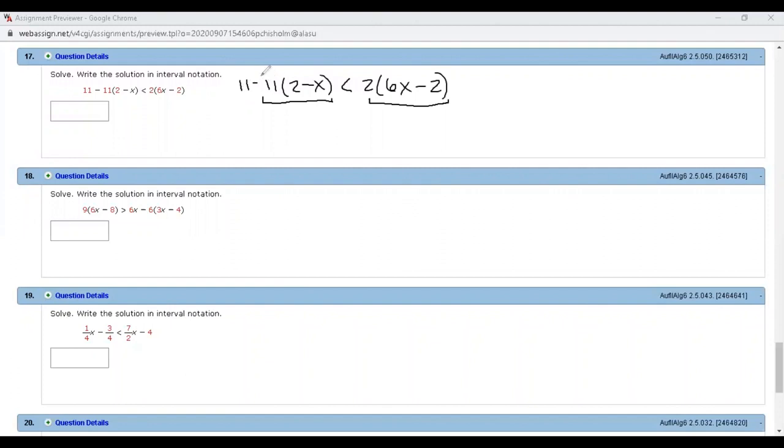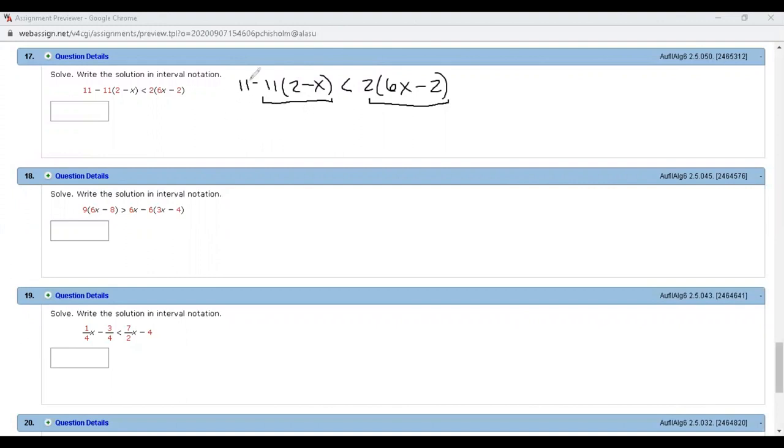We are not moving anything across our inequality sign, okay? So when we multiply this -11 through on the left side, please do not flip your inequality sign, okay? Because we're only working on the left side. Now, if we multiply both sides by a negative number, then that inequality symbol will flip, okay? Please do not get confused by that.